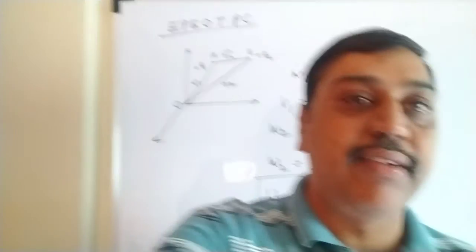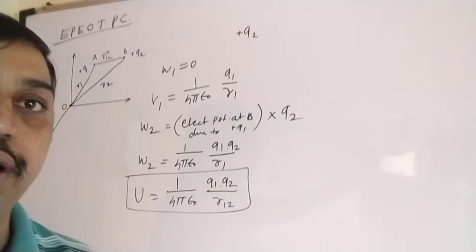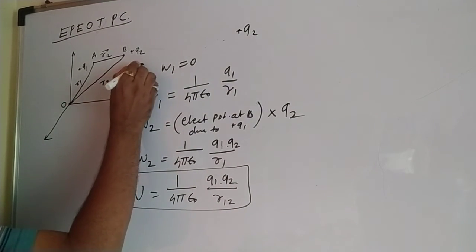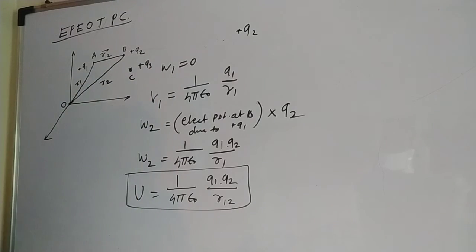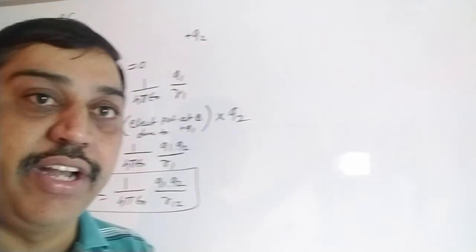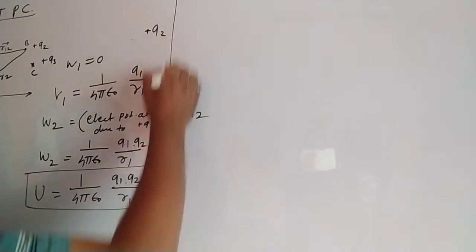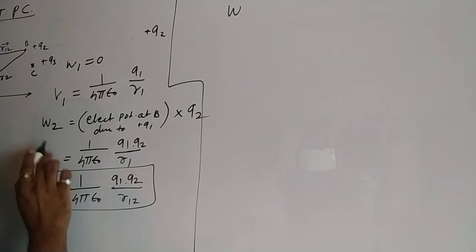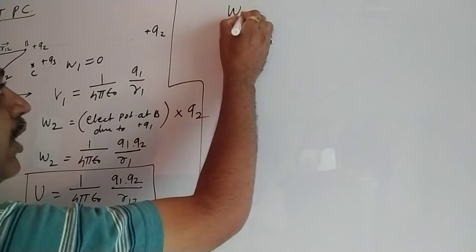Similarly, imagine that we have introduced another charge here somewhere, at point C, it is plus Q3. The third charge we have moved from infinity, so what do we get here? We get a work done. Again the work done: W1 is 0 for the first part, W2 we have found, now W3 would be there.